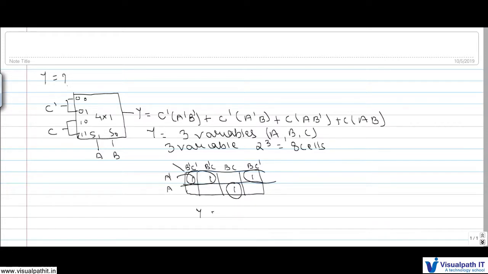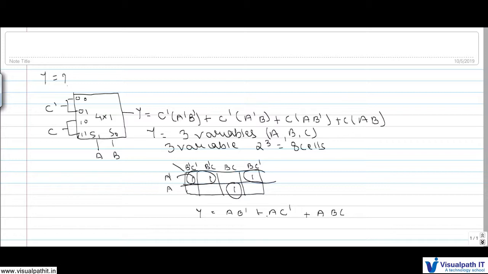So this y will be a dash b dash, a dash b dash and a dash c dash plus a b c. So this will be the reduced form of this, right? So that's the function that I have.